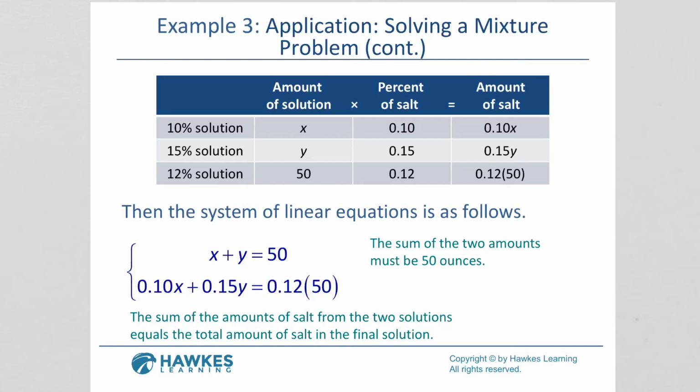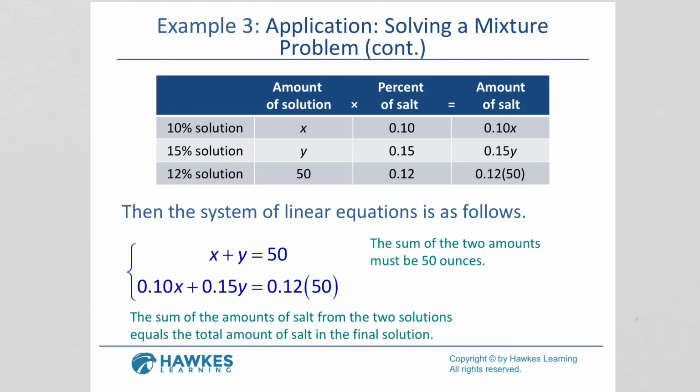So in this system, I don't know how much 10% solution I use, so I said that was x. I don't know how much of the 15% solution I use, but the amount there is going to be y. And I do know that my total is going to be 50 ounces for my 12% solution. So our percent of salt is 10%, which is 0.10 as a decimal, 15% for the y solution, which is 0.15, and 12% for the combined solution, which is 0.12.